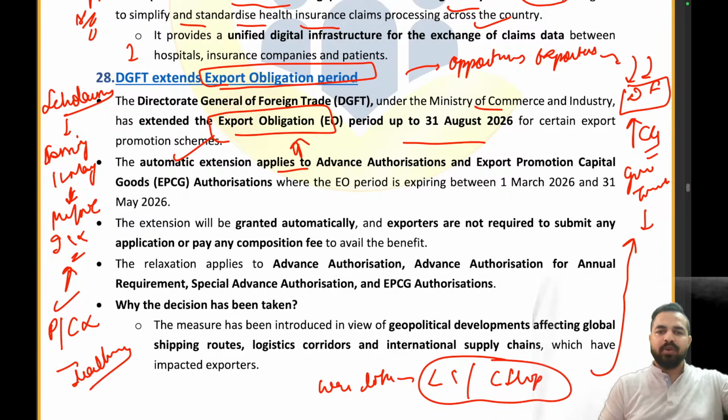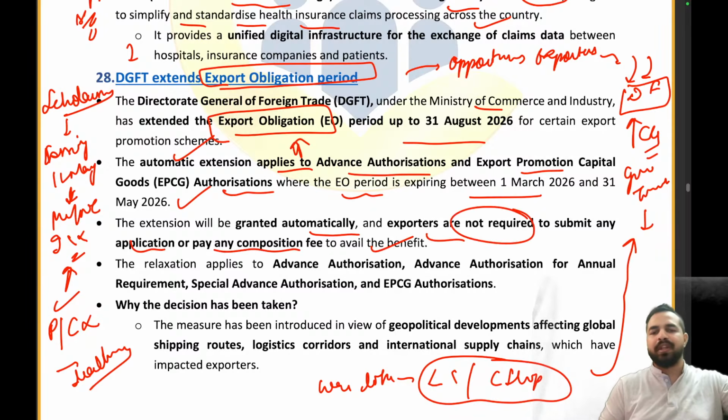The automatic extension applies to advance authorizations and the export promotion capital goods authorizations, where the EO period is expiring between 1 March 2026 and 31st March 2026. So for the period between 1st March 2026 and 31st March 2026, the exporters who were not able to export the said articles that they had committed can now export the articles till 31st August 2026. The extension will be granted automatically and exporters are not required to submit any application or pay any composition fee to avail the benefit. Right? The relaxation applies to advance authorization for annual requirement, special advance authorization and the EPCG authorizations.